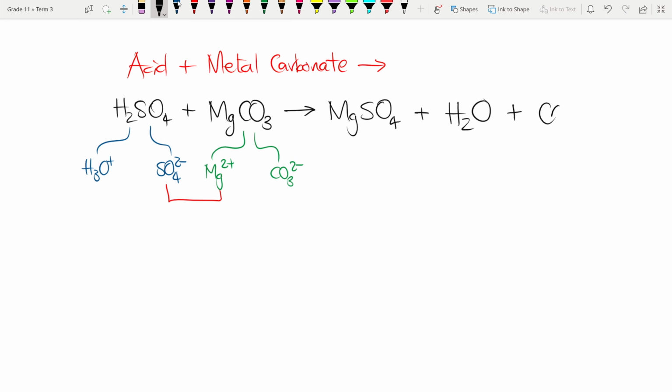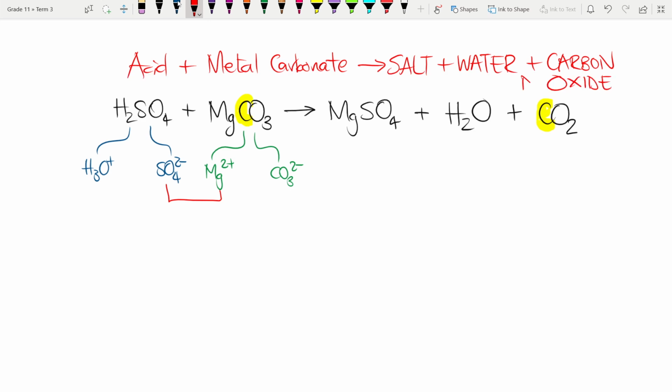add another product, carbon dioxide. That is resulting from the fact that we now have C there. So we're going to have carbon dioxide as one of our products. So still we get salt and water, but most importantly, the other product is carbon dioxide. And it doesn't matter what kind of metal carbonate you use, carbon dioxide is always going to be there.